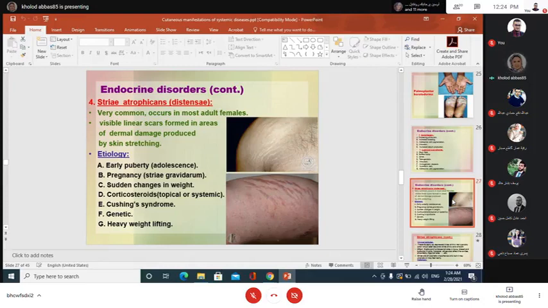There are a lot of causes. Usually in early puberty, this is physiological, due to the growth of the body with distension of the skin. Pregnancy, sudden change in weight, diet, gain and loss of weight all have an effect. Corticosteroids, topical or systemic use of steroids can cause striae as a side effect. Cushing syndrome, genetic predisposition, susceptibility, and heavy weight lifting.